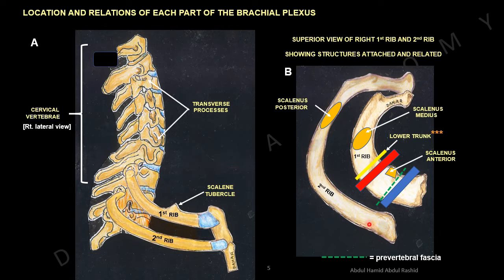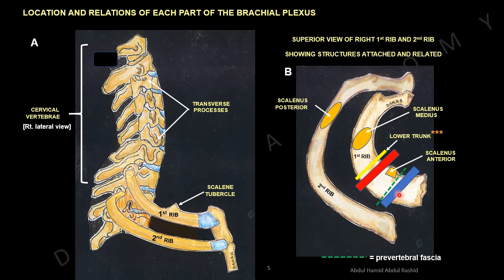In diagram B, we are looking from above. This is first rib and this is second rib. Here is the scalene tubercle. This is the one where scalenus anterior muscle is attached. In front, there is one groove, and behind this scalene tubercle, there is another groove. Behind that is an area attached by scalenus medius muscle. And the third muscle, scalenus posterior muscle, is attached to the second rib.